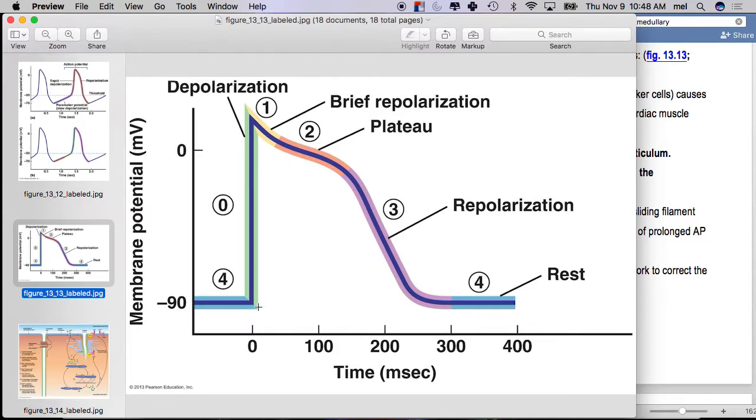Okay, do you see what happened? This was a fast voltage-gated sodium channel. And then you do a little bit of repolarization as you're going down your action potential, but then you have a plateau in which you stay in an action potential for a while. That's because this is the slow voltage-gated calcium channel opening. What it's going to do is allow your action potential to be really long and really strong, and then your contraction is going to be really long and really strong.